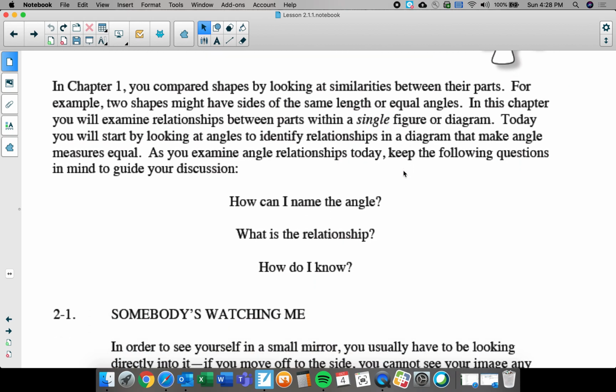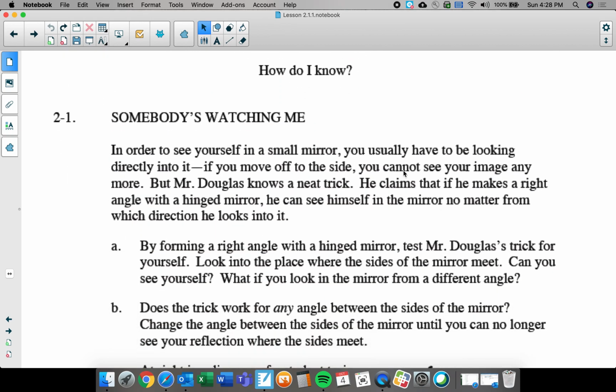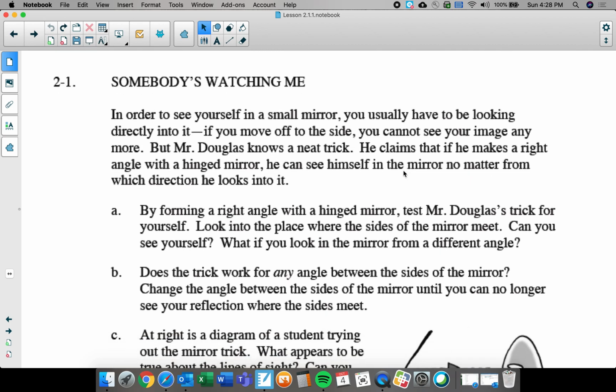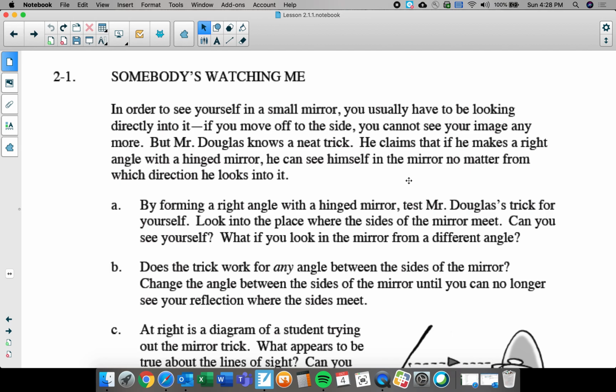So if we come down here to problem 2-1, they talk about a mirror problem. In order to see yourself in a small mirror, you usually have to be looking directly into it. If you move off to the side, you cannot see your image anymore. But Mr. Douglas knows a neat trick. He claims that if he makes a right angle with the hinged mirror, he can see himself in the mirror no matter what direction he looks.